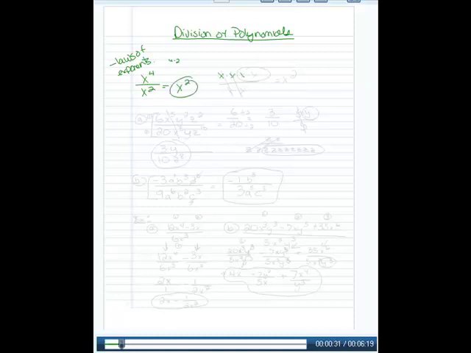Because there's 4 x's at the top and there's only 2 x's at the bottom. And when you cancel, you can see that there are 2 left at the top, which makes it a whole number, which is why I just write x squared. So let's just look at some more complicated problems, but we're going to do the same idea.